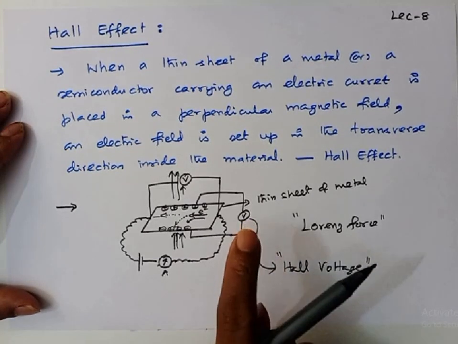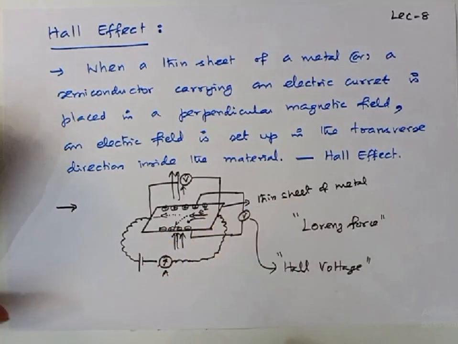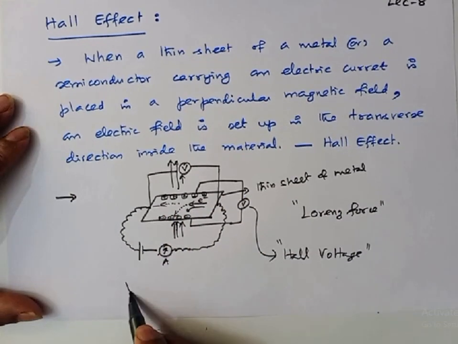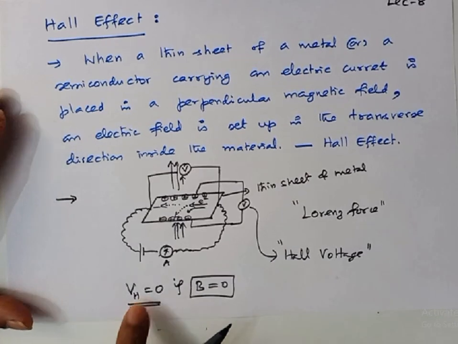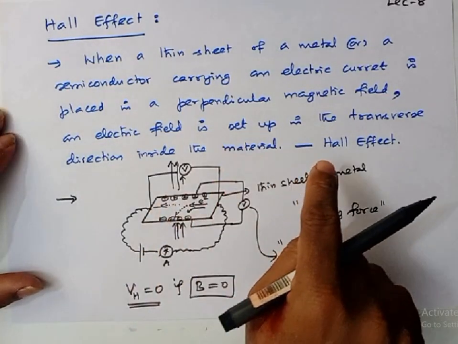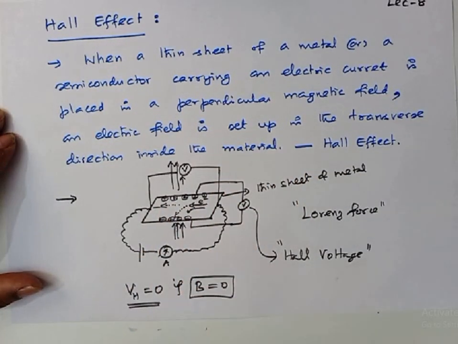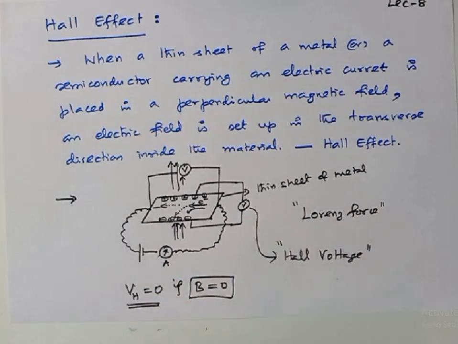Hall voltage exists only if the magnetic field is turned on. So Hall voltage is 0 if there is no magnetic field. If the magnetic field is 0, Hall voltage is also 0. Therefore, the Hall effect will exist only in the presence of a magnetic field. Are you able to follow? This is very, very important. This is what we call the Hall effect.